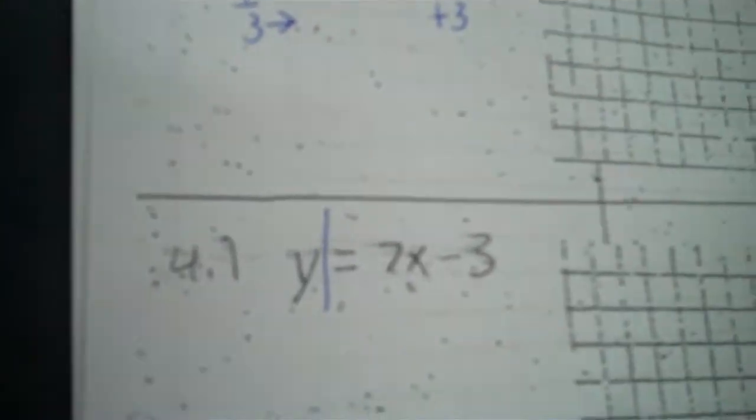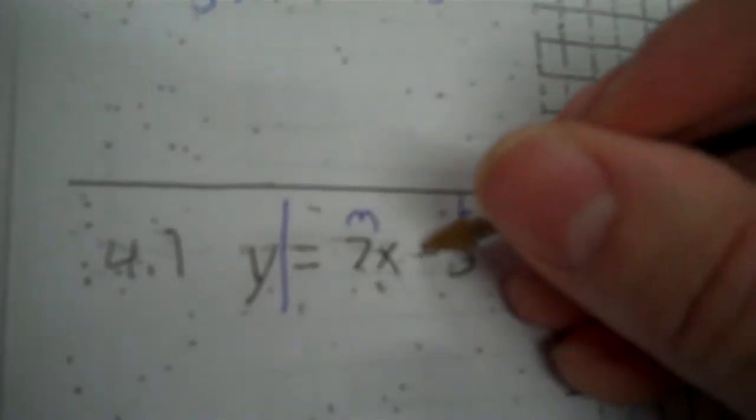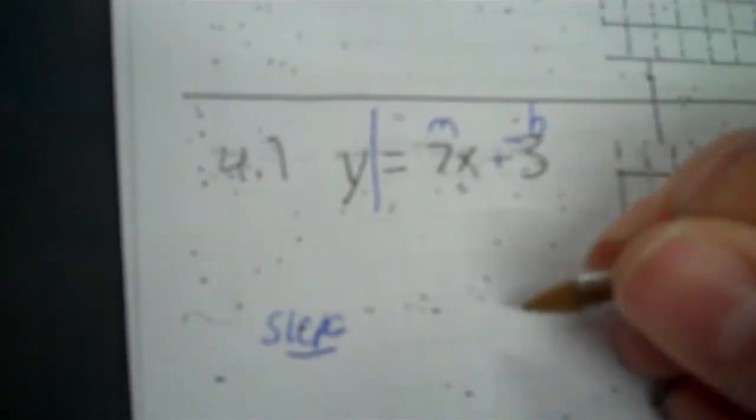Next problem, number 4 is easy because y is already by itself. It's in y equals mx plus b form. Okay, that's a -3 now when I do my b. So slope, y-intercept. So slope is 7 over 1, y-intercept -3. So on the y-axis I go down 1, 2, 3. Then from there, I go up 7, right 1.